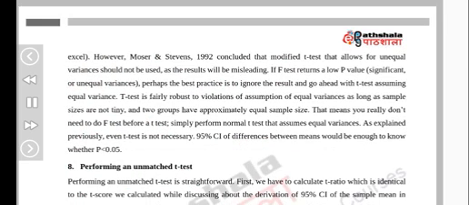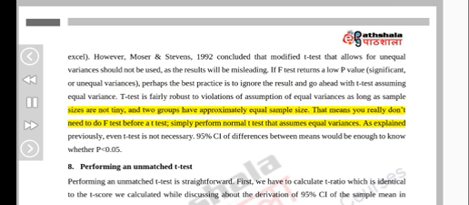Excel. However, Moser and Stevens, 1992 concluded that the modified t-test that allows for unequal variances should not be used, as the results will be misleading. If the F-test returns a low p-value, significant, or unequal variances, perhaps the best practice is to ignore the result and go ahead with the t-test assuming equal variance. The t-test is fairly robust to violations of the assumption of equal variances as long as sample sizes are not tiny, and the two groups have approximately equal sample size.